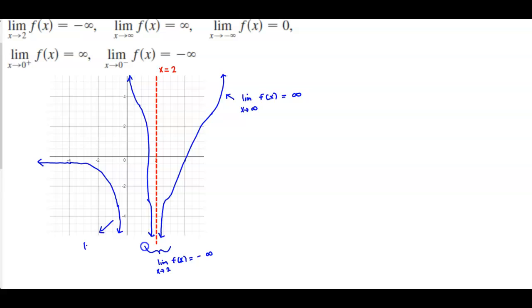We knew that this was the limit as x approaches 0 from the left of the function, which is going towards negative infinity. This arrow represented the limit as x is approaching negative infinity and the function was equal to 0. And this one represented the limit as x is approaching 0 from the right, then f of x was approaching positive infinity.